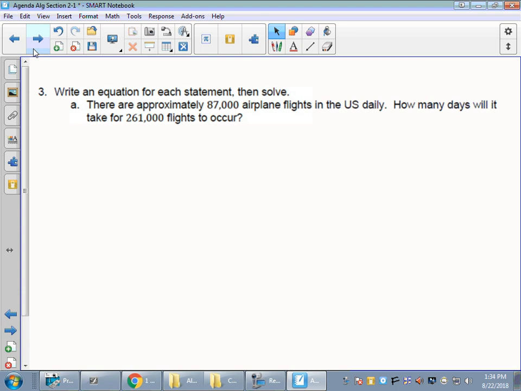Okay. Next one, write an equation for each statement. Then we want to solve it. So there's approximately 87,000 airplane flights in the U.S. daily. That's a lot. How many days will it take for 261,000 flights to occur?